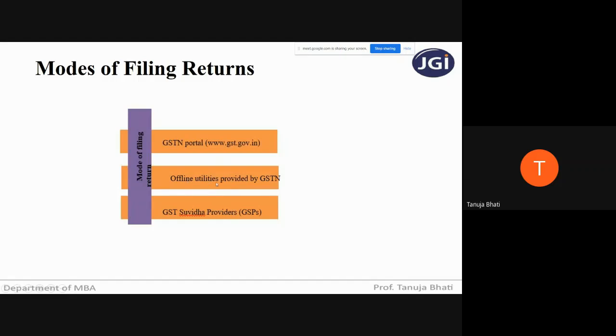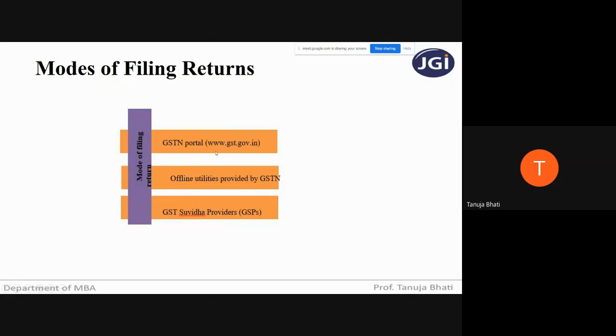Next, offline utilities provided by GSTN. Now, sometimes while filing returns, you require a time period to give your invoice wise details of your outward supplies. So for that, it may not be easy for you just to go online and fill the details invoice wise. So one more option is given to you all, that is, you can go to the same GSTN site, www.gst.gov.in. There is an option of downloading an offline Excel sheet of the return. So when you download that offline Excel sheet, you can even fill the sheet without having an internet connection. Once the sheet is filled, you can upload that particular sheet in this particular site with the help of internet.